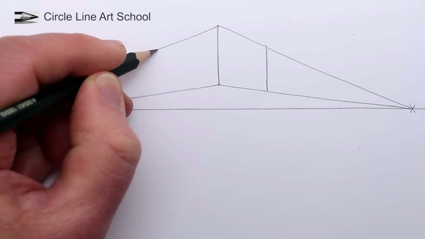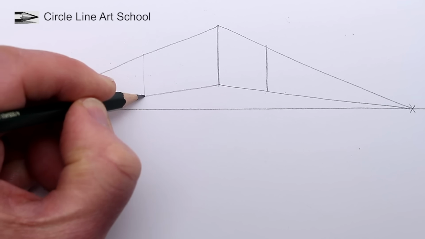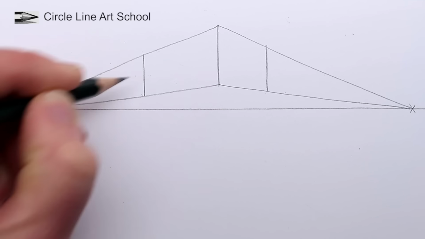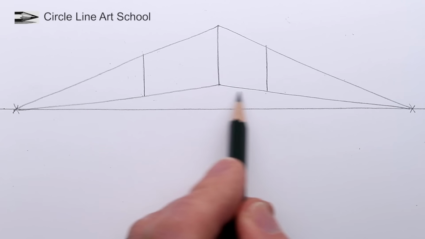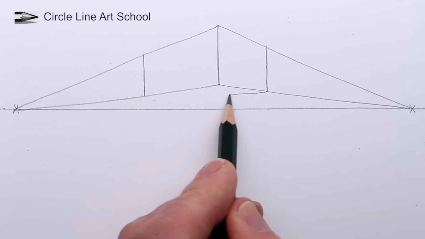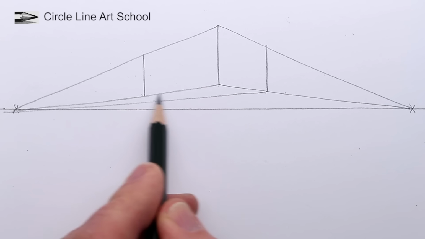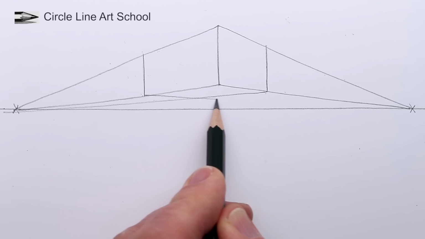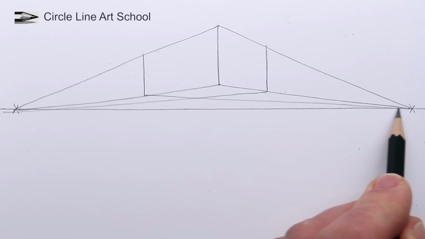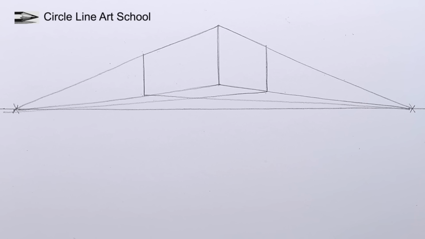Next, for the underneath of this cuboid, as we're looking up at it, we can draw a diagonal line from the bottom right vertical line to the vanishing point on the left, and then another line from the bottom left vertical line to the vanishing point on the right. Now we have a cuboid, a box shape that we're looking up at.